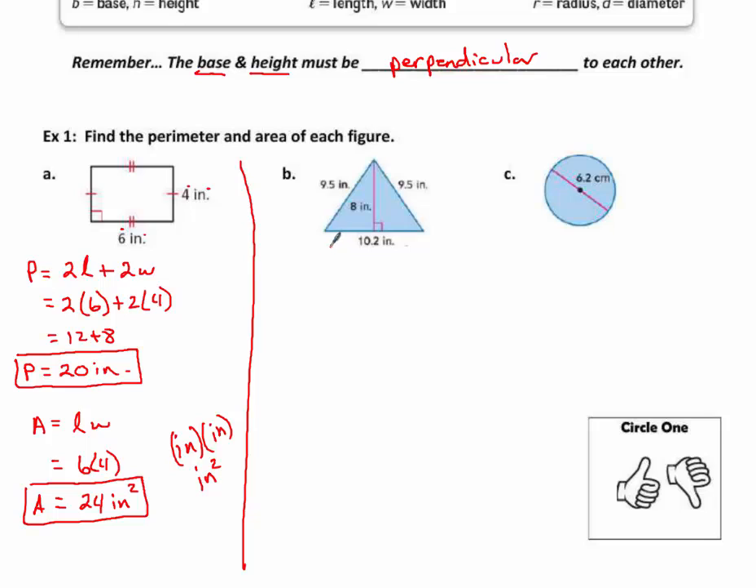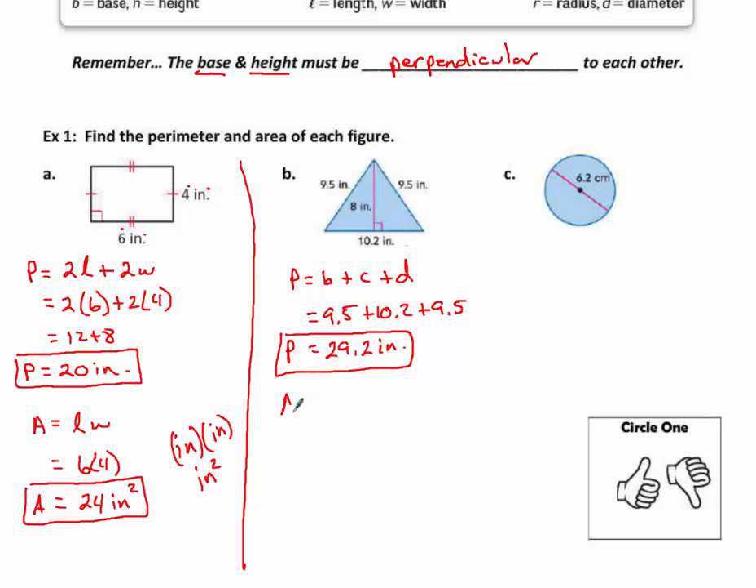So let's do the perimeter of this triangle. Now the formula for the perimeter of the triangle says P equals B plus C plus D. I wouldn't worry too much about remembering that formula. I would just remember that you're just going to add up all three sides. And that's how you find the perimeter of any triangle. So the perimeter here is 29.2 inches.